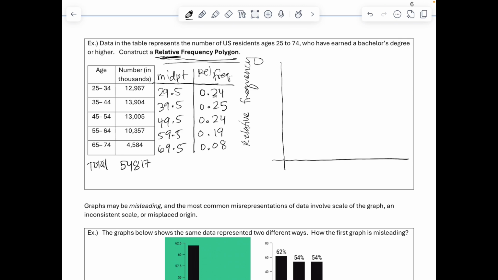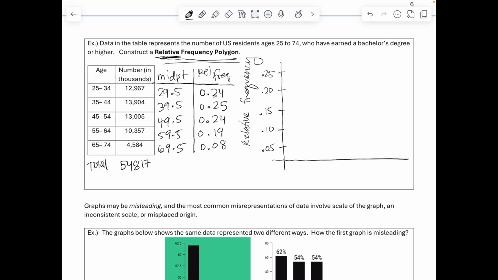And so the relative frequency, if you notice here, our relative frequencies are going from 0.08 to the largest is 0.25. So I'm going to count by 0.05. So we have 0.05, 0.10, 0.15, 0.20, and 0.25. You can count any way that you would like just to get up to that total value that's the highest for the relative frequencies, which is 0.25.